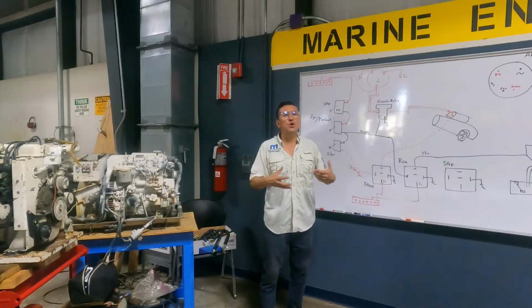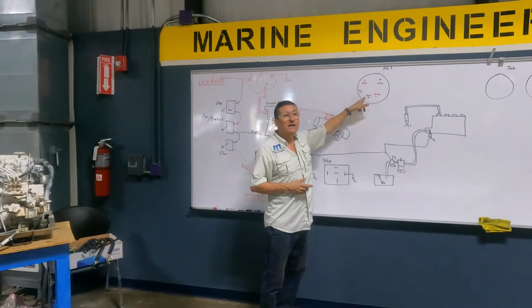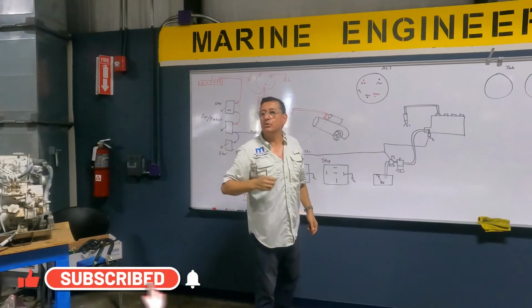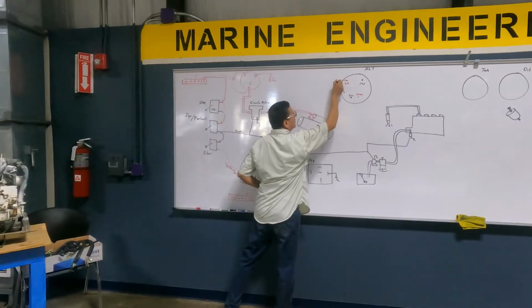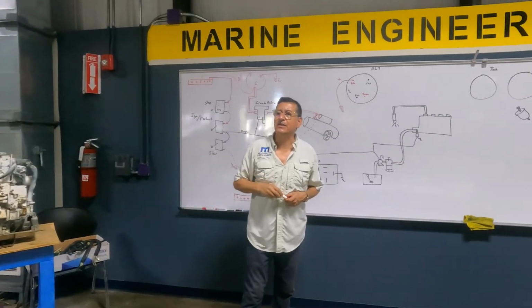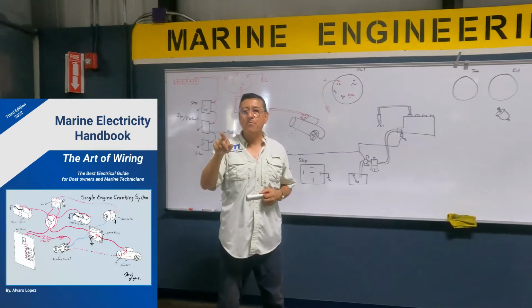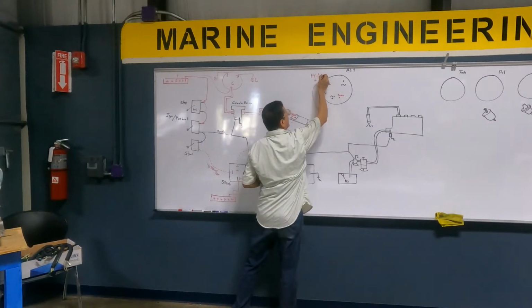How does the engine produce its own power? With the alternator. You remember? The alternator has one terminal, positive DC output. When the alternator is producing that positive current, how much is the output? Between 13.6 and 14.1. You remember? It's 14.1 volts DC.